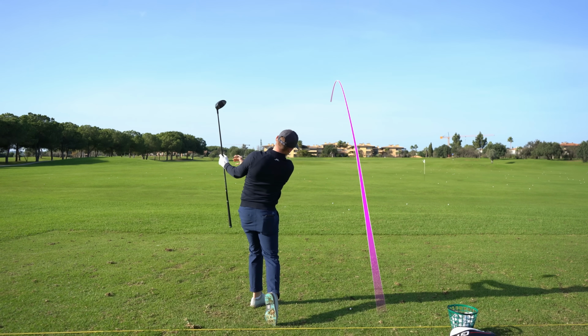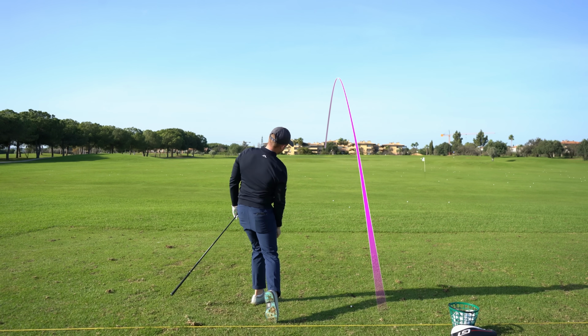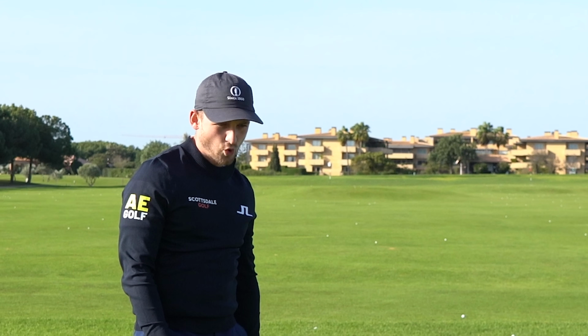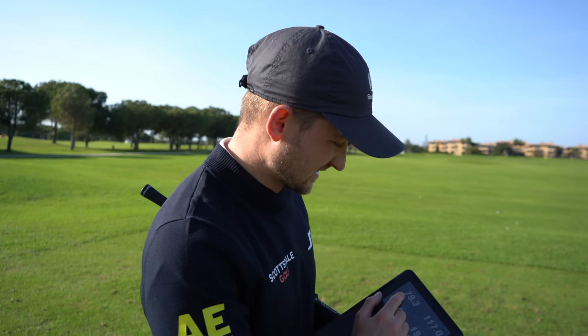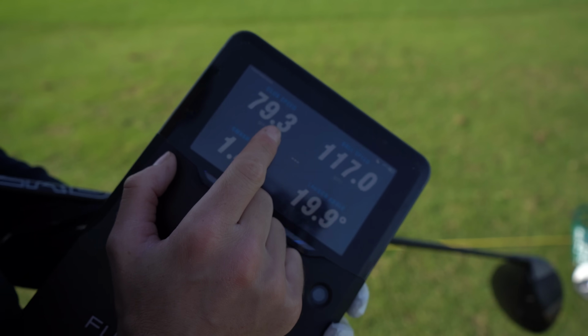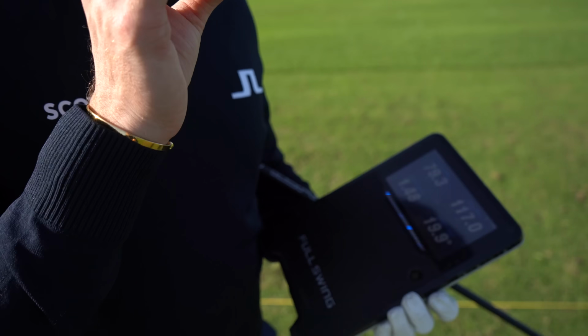There we go. Look at that shape. That's got to be bang on. Distance. Now, the reason why I was acting so surprised is, look at that, 79.3 clubhead speed. So 2 miles an hour less, right?